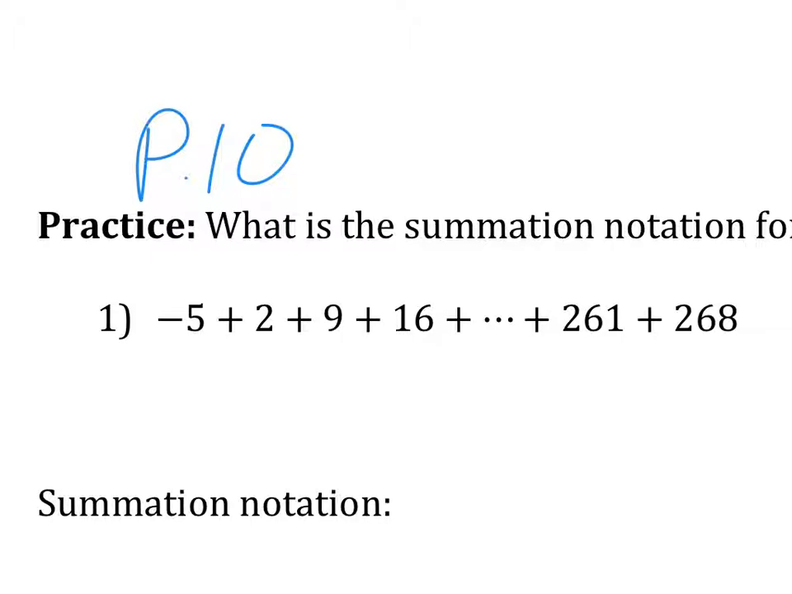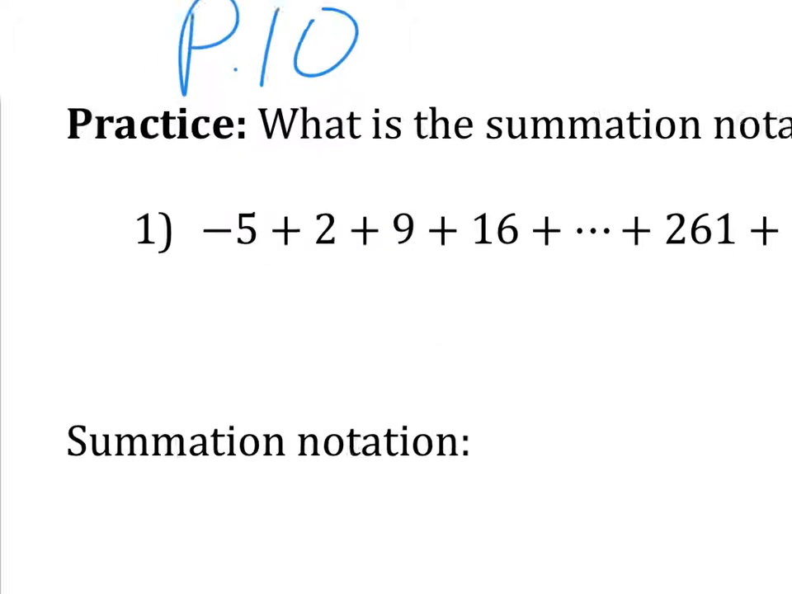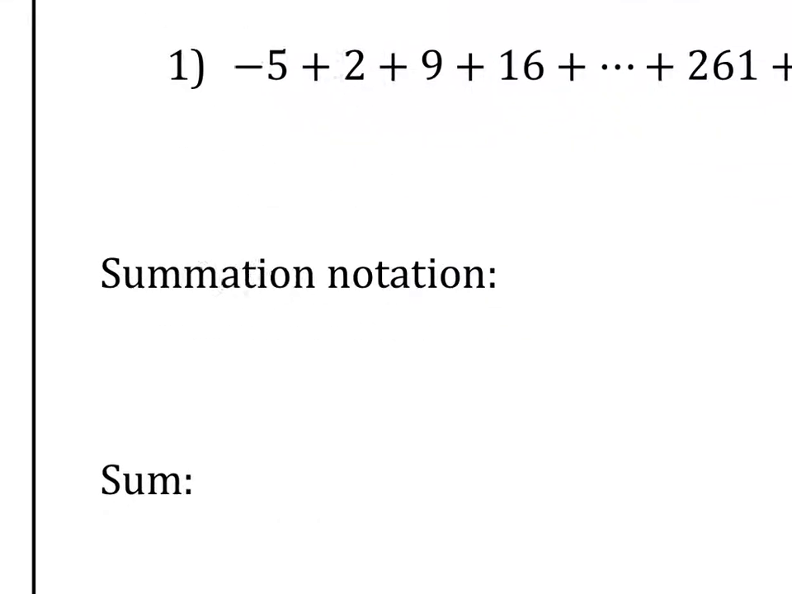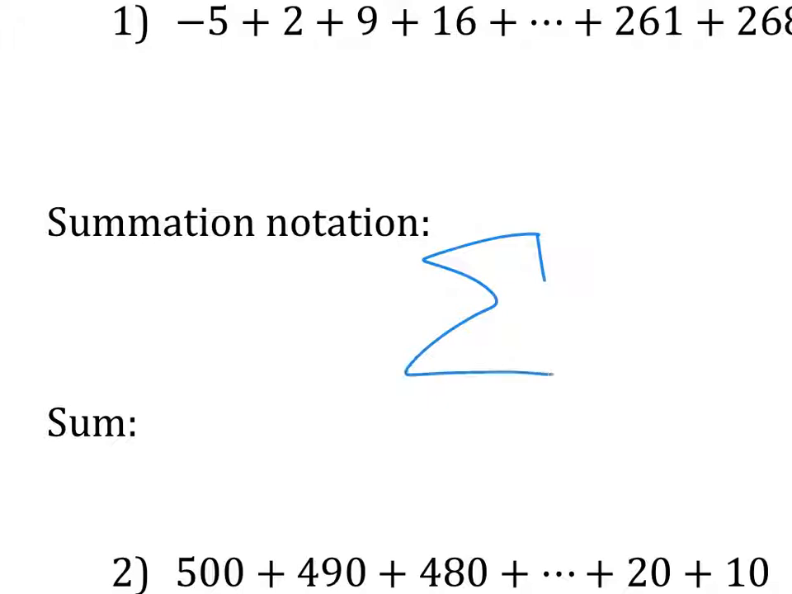Okay, so we need to write a summation notation for the series. First of all, ask yourself, what kind of series is this? Arithmetic. What number are we adding or subtracting every time? Adding 7. All right, so first thing you want to do to write a summation notation, remember summation notation looks like this, is you need to find the explicit formula. So go ahead and write an explicit formula for this series.